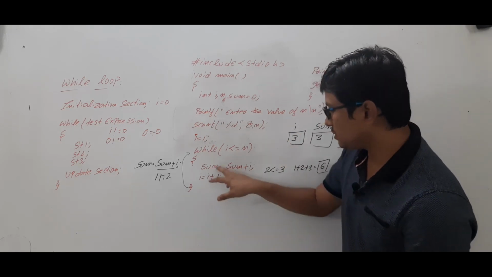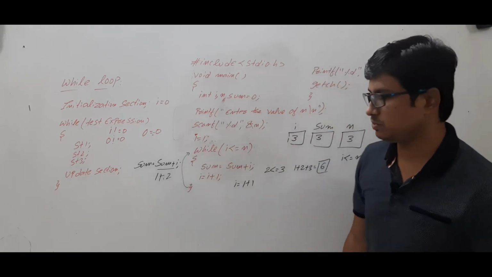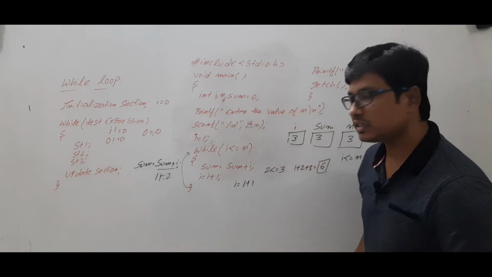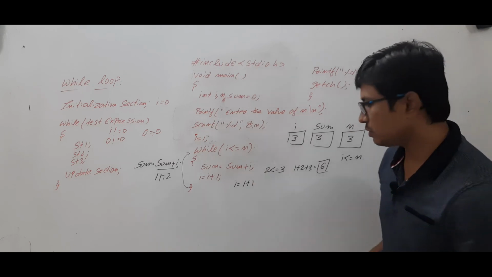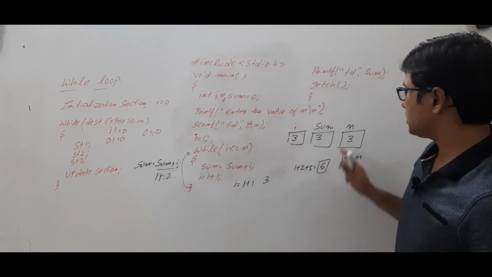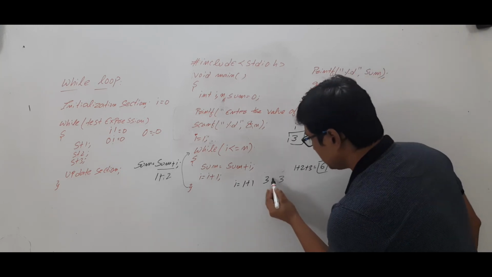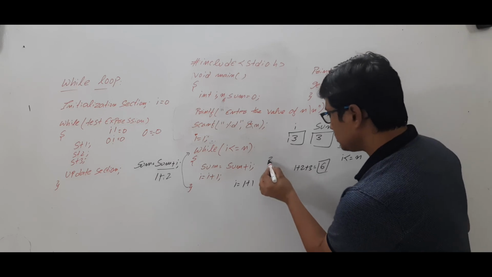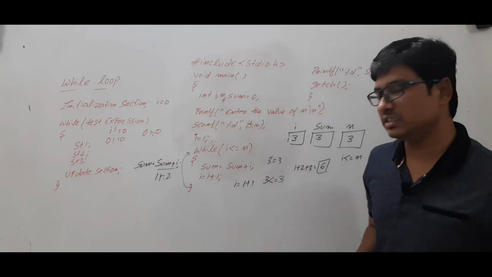Again, after executing the statements, you will go to the test expression. You will check whether the condition is satisfied or not. What is the condition? I less than or equal to n. What is the current I value? 3. What is the current n value? 3. This is what they are checking. 3 less than or equal to 3. 3 is equal to 3. So again the condition is satisfied.